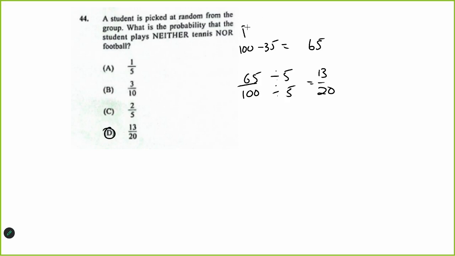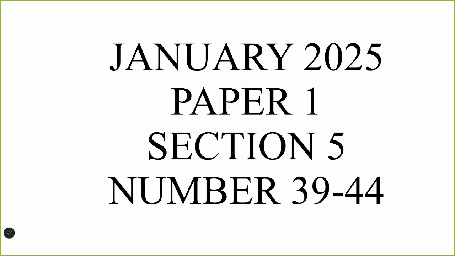So does not play tennis and football. Tennis and football is 35. You subtract it from the whole percentage, which is 100. That's 65%, which is 13 over 20. That is the end of May-June 2025.